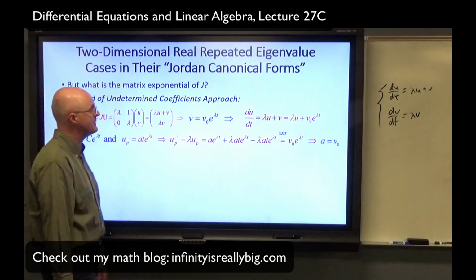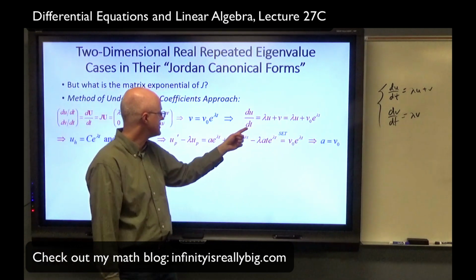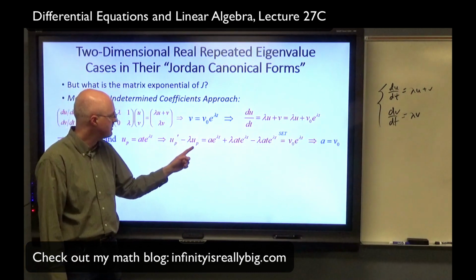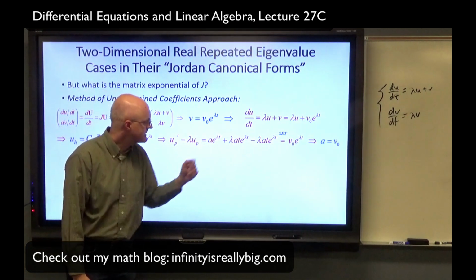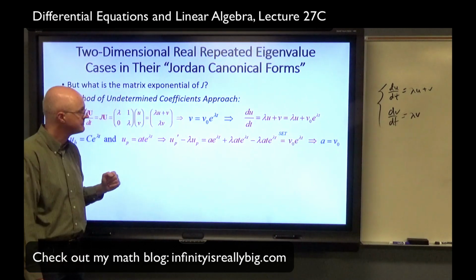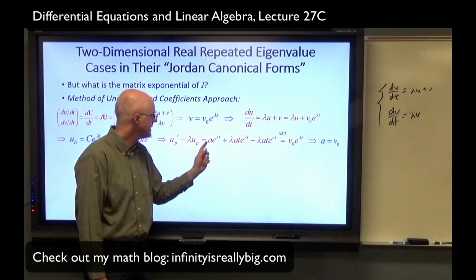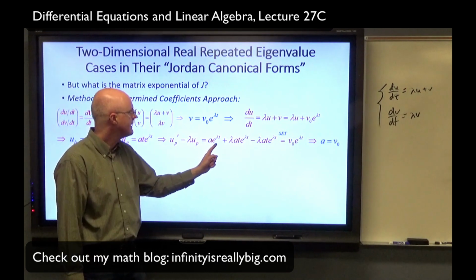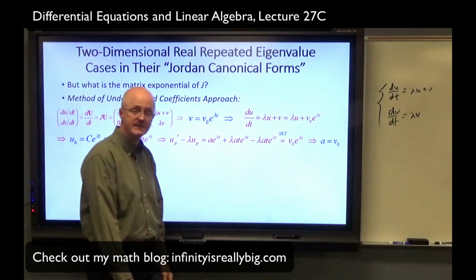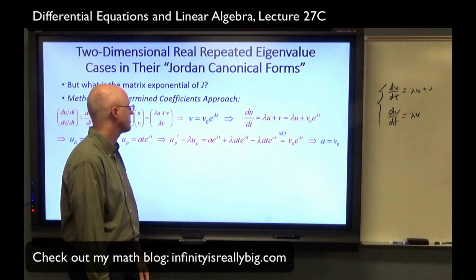If you subtract lambda u from both sides of this equation and plug it into the left-hand side, find u_p prime minus lambda u_p. These two things completely simplify. I had to use, by the way, the product rule there. They cancel. You're left with a e to the lambda t. That's got to equal v0 e to the lambda t for all t. Therefore, a must equal v0. Hey, that worked out pretty nice.